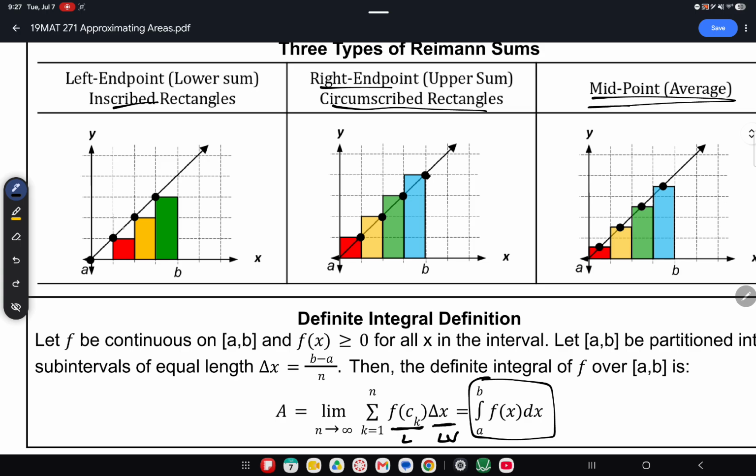So like this first one, this left-hand one in this function, we're missing some chunks here, right? So this would be an under approximation. And then for the opposite reason, we have stuff above our curve. So we have extra area there. So this right hand for this function here is an over approximation.